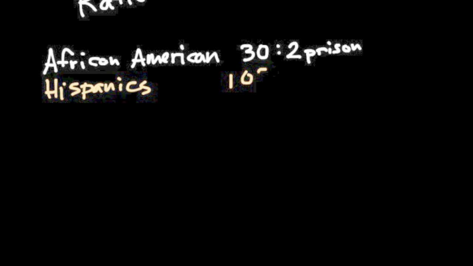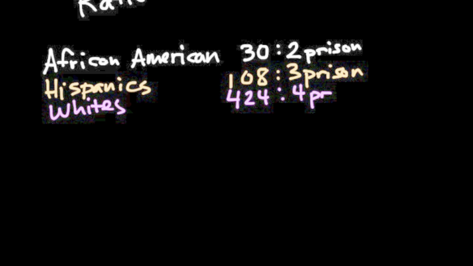For Hispanics, the ratio is for every 108 Hispanics, 3 are in prison. And then lastly, the other racial group we're going to be talking about is whites. So for whites, for every 424 whites, there are 4 in prison.